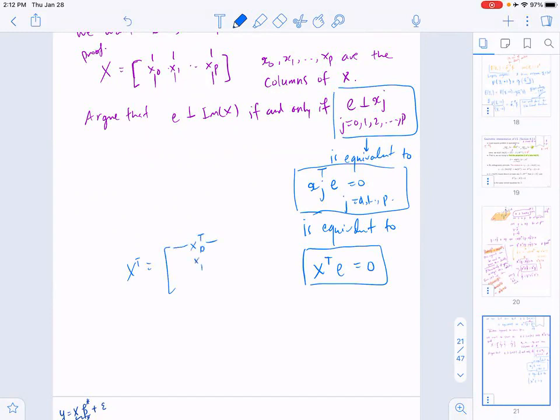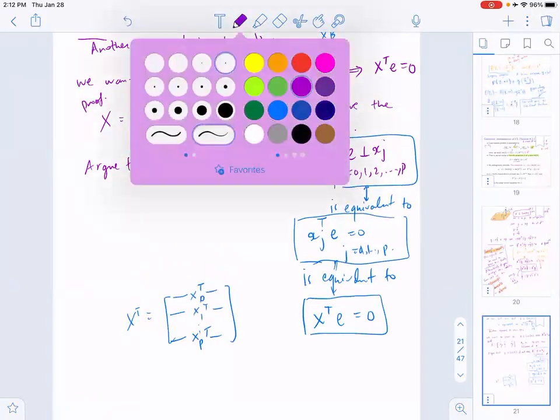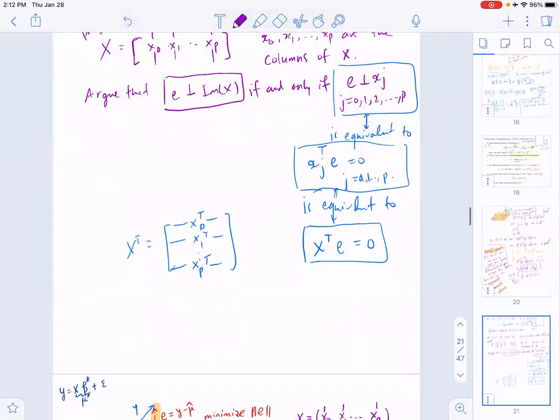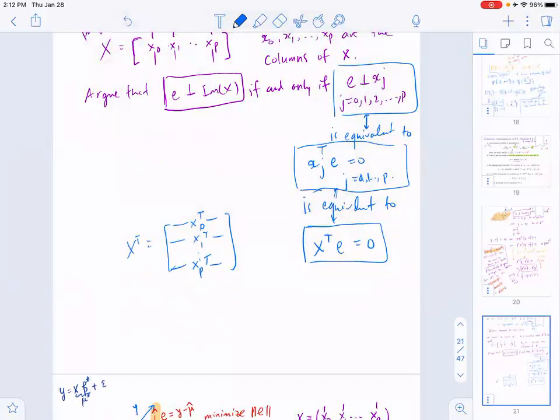So X0 transpose, X1 transpose, Xp transpose. Verify for yourself that these are equivalent. So this is equivalent to that, and this is equivalent to this. So we have proved that E is orthogonal to the image if and only if X transpose E is 0.